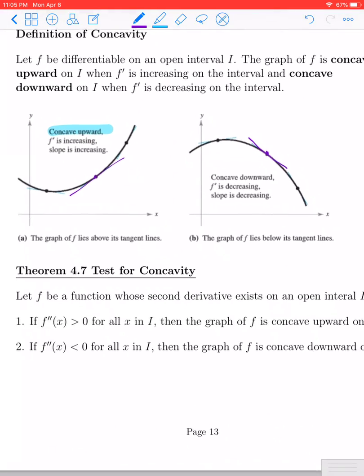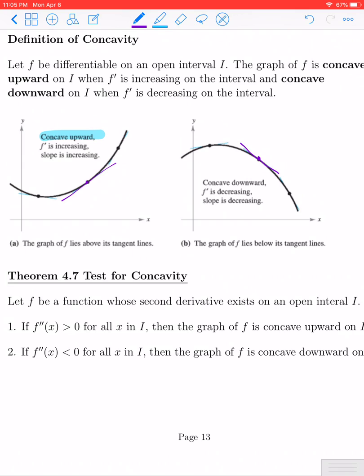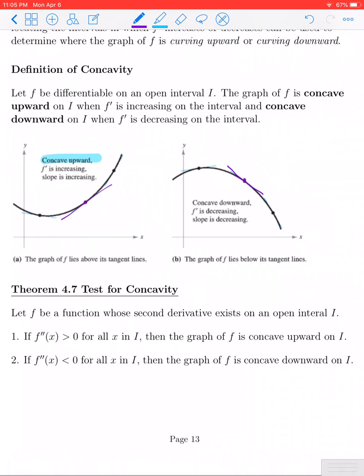Theorem 4.7 gives us a test for concavity. Let f be a function whose second derivative exists on an open interval I. If f double prime of x is greater than 0 for all x in I, in other words, if the second derivative is positive, then the graph of f is concave upwards on the interval I.